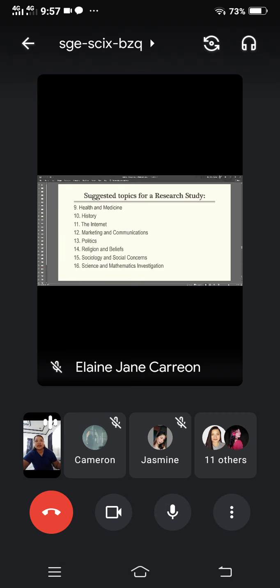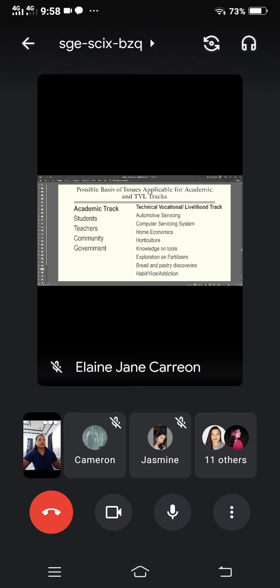Health and medicine, history, the internet, marketing and communication, sa ABM yon. Politics, religion and beliefs, sociology and social concerns. Ang daming topic na pwedeng ipagpilian. Science and mathematics investigation. Ito para sa mga STEM ito. So, these are the possible basis of issues applicable for academic and TVL. So, we will focus here in academic track.